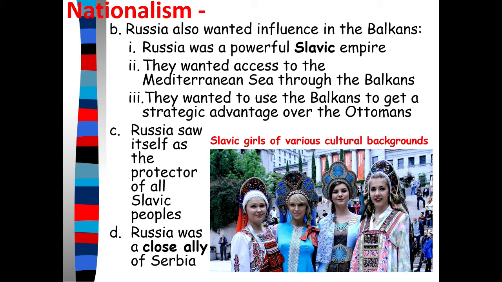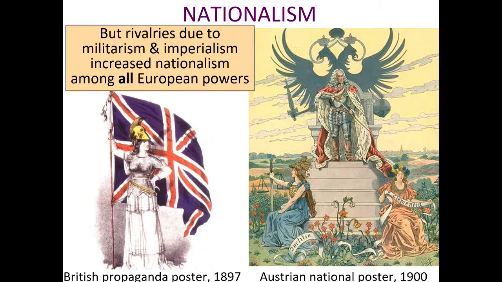Russia also wanted influence in the Balkans. Russia itself was a powerful Slavic empire. They wanted access to the Mediterranean Sea through the Balkans, and they wanted to use the Balkans to get a strategic advantage over the Ottomans. Russia saw itself as the protector of all Slavic peoples Europe-wide, and Russia was a close ally of Serbia.